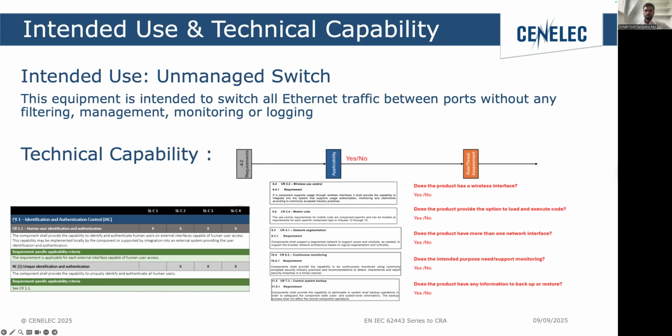Likewise, for example, you can see there is requirement CR 1.1, which is about the authentication of human users. You can see an applicability criterion: this requirement applies to each external interface capable of human user access. The intended purpose is authenticating the human users, and the technical capability is the external interfaces. So the requirement is applicable for each external interface capable of user access. When the manufacturer develops products, they can easily refer to this to see whether the requirement is applicable to their product or not. It's easily understandable from the standard. That's the idea.